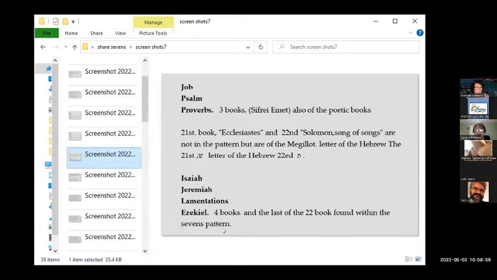So why is 21 selected? Why did you choose 21 and not 18, 19, 20? Because those are in the pattern. Proverbs, Psalms, and Job are in the pattern. So these are the ones that aren't in the pattern. Ecclesiastes is the 21st book of the Bible, and King Solomon's Song of Songs is the 22nd book of the Bible. And those aren't in the pattern? They're not in the pattern.